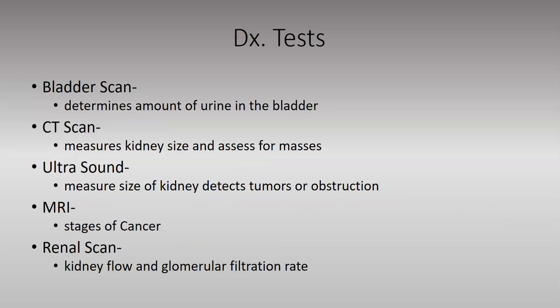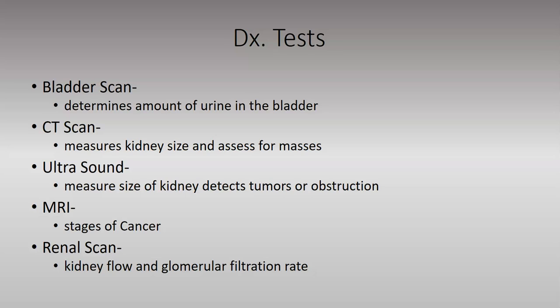Diagnostic tests: we tend to bladder scan patients after they've voided to find out if they're retaining. They may look at a CT scan, which will measure the kidney size and assess for masses. An ultrasound will also measure the size of the kidney and detect tumors or obstructions. An MRI will tell you whether or not there's some sort of cancer being produced.